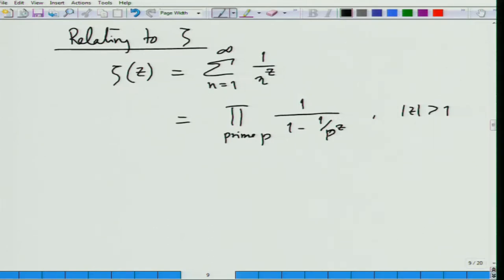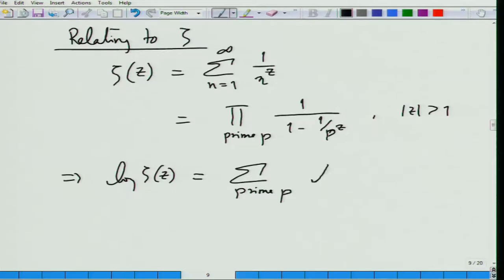So, how do you convert a product into a sum? Standard way, you take log. But now this sum has all these funny creatures, logarithms sitting here. You want to get rid of them. How do you get rid of them? Again, standard, take derivatives. Differentiate left hand side, what do you get? Zeta prime z over zeta z.